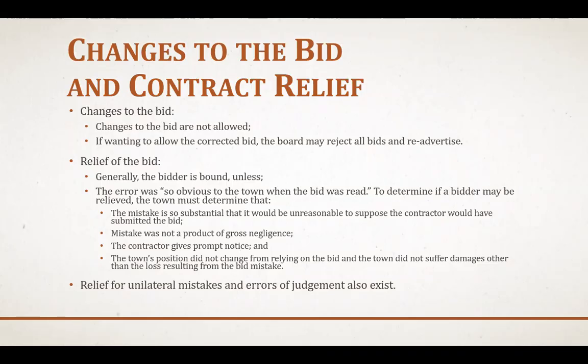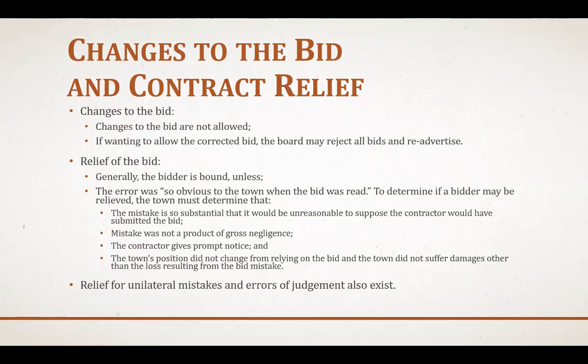If there are questions as to whether a bid can be relieved, the town should keep working with their town attorney and ask the contractor for all documentation as to why they should be relieved. There can also be other mistakes. So first of all, unilateral mistakes, or mistakes by just one party, such as transposing numerals, forgetting to include the amount of work for performing segments, and other mathematical errors.